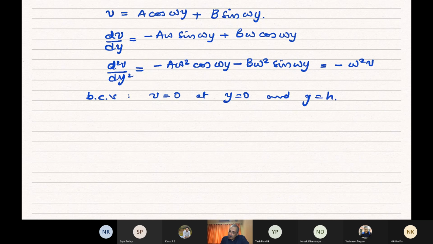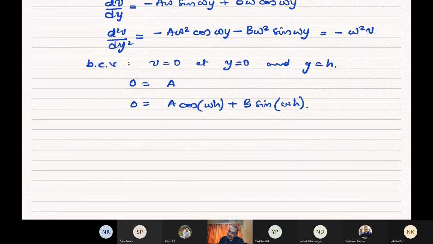equal to h. So if we apply the first condition, we'll have 0 is equal to a, because cos of 0 is 1 and sine of 0 is 0. So 0 is equal to a, that is the first condition. And the second condition will give us 0 is equal to a cos of omega h plus b sine of omega h.